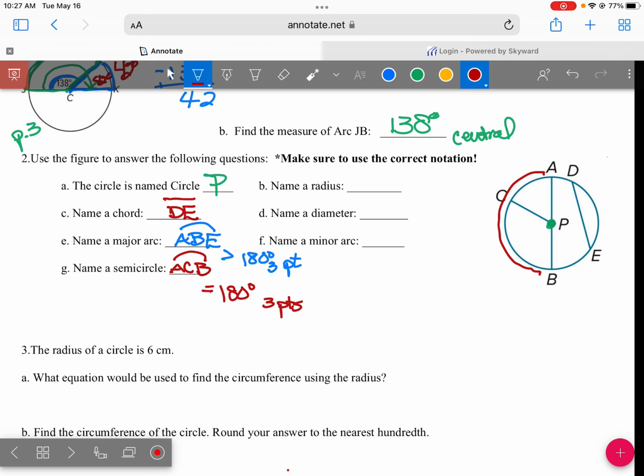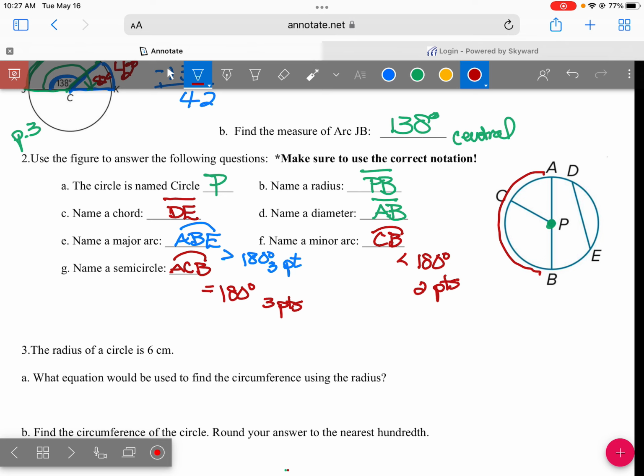How about a radius? PB. Line segment PB, yes. How about a diameter? AB. How about a minor arc? CB would work. AB, CB, AC, those would work. This has to be less than 180 degrees, less than half a circle, and you need only 2 points to name a minor arc.